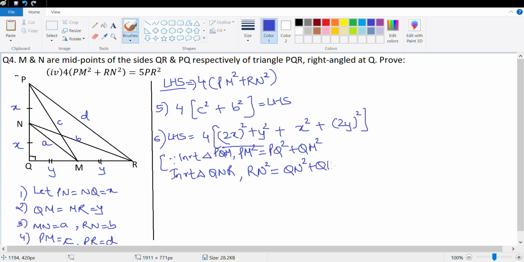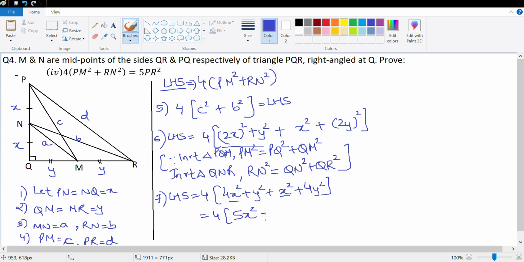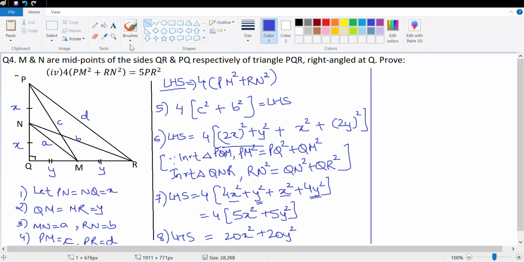QN square plus QR square, which means what we get is the left hand side is equal to 4 times (2x) whole square, that's 4x square, plus y square plus x square plus 4y square, which is equal to 4 times 4x square plus x square, that's 5x square, and y square plus 4y square is 5y square. So the left hand side is equal to 20x square plus 20y square. Let's see if we can get the RHS also equal to the same value. So let's look at the right hand side.